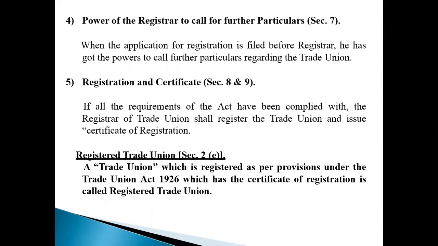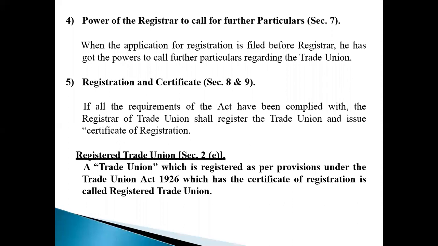Then the power of the registrar to call for further particulars. Under section 7, when the application for registration is filed before the registrar, he has the power to call for further particulars regarding the trade union. So under this section of the act, the registrar has the power to call for further details about this particular trade union, right?